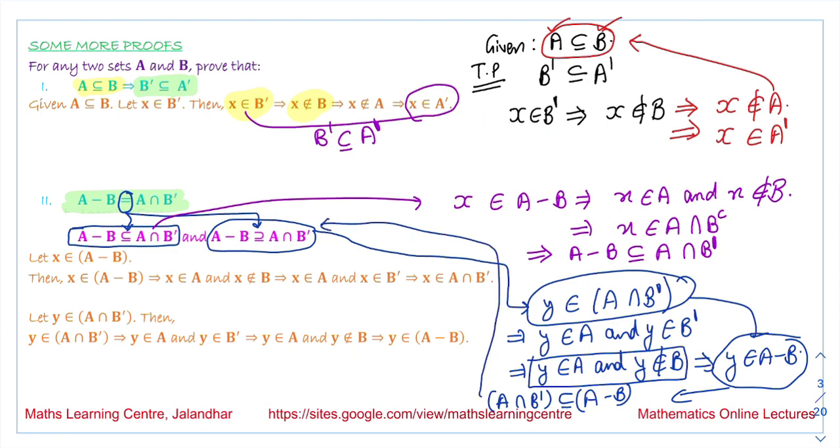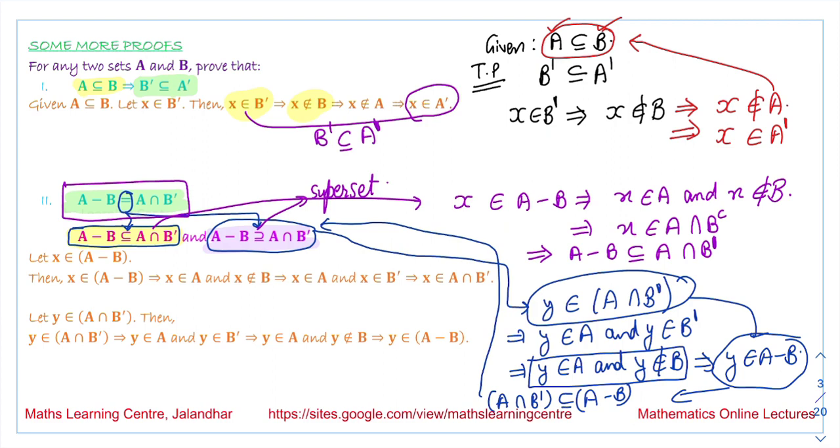So we have obtained that the first set is a subset of the second and the second set is a subset of the first. It is written in the form of superset over here. So basically we have proved these two sets are equal to each other.